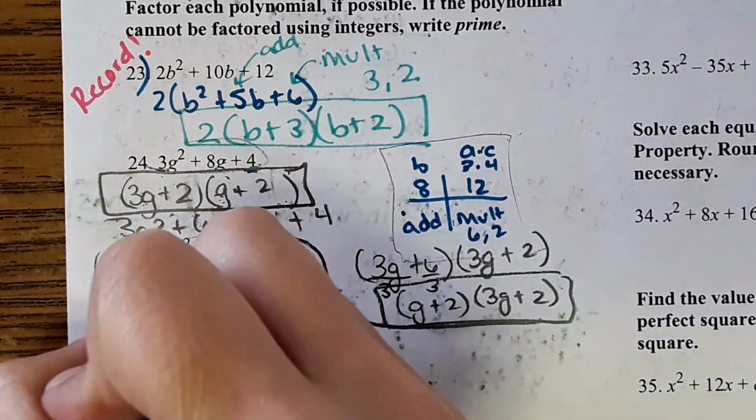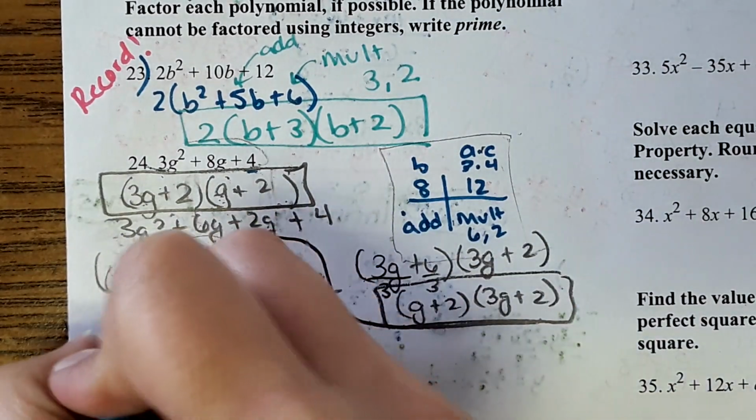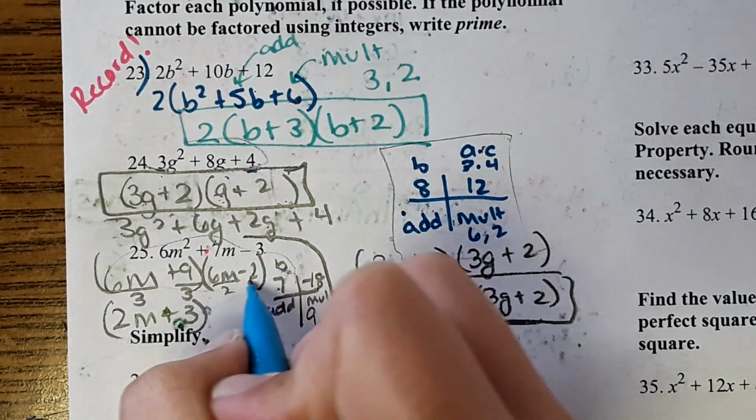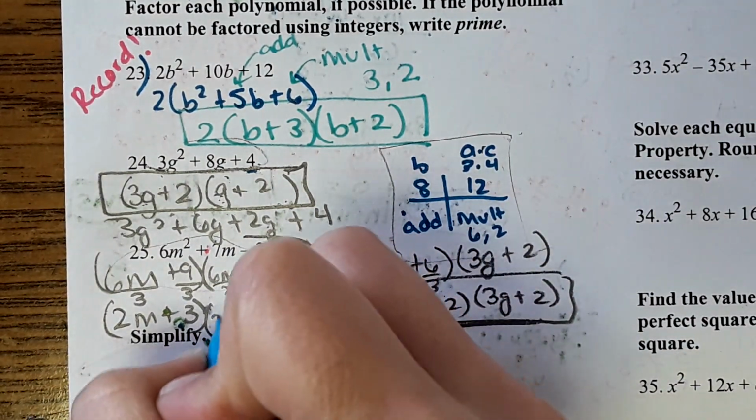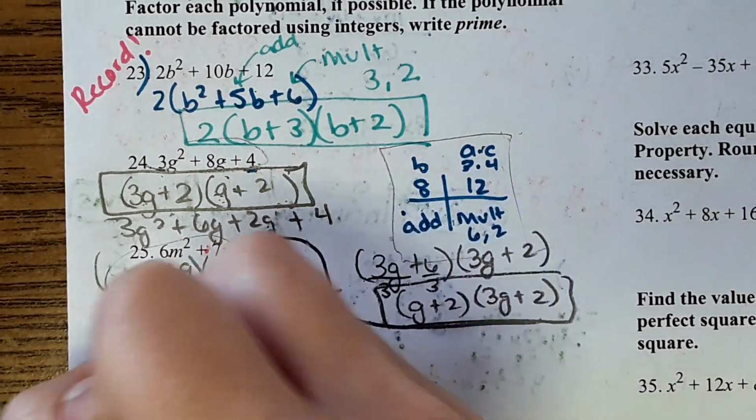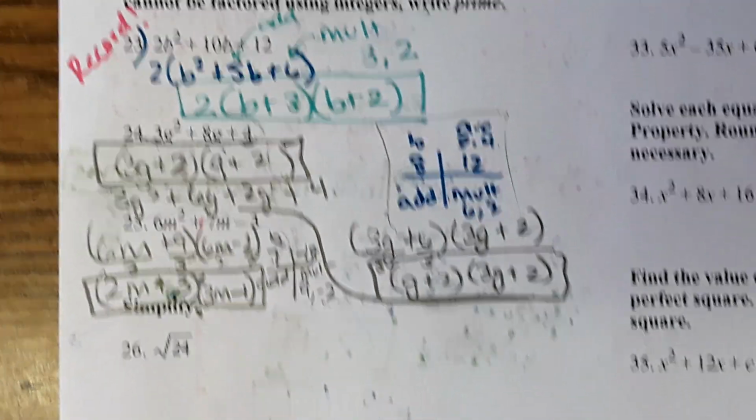and then factor out anything in common here. So both of these can be divided by 3. So I get 2m plus 3. Divide these both by 2. Get 3m minus 1. And then here are my factors. I'm going to need a second.